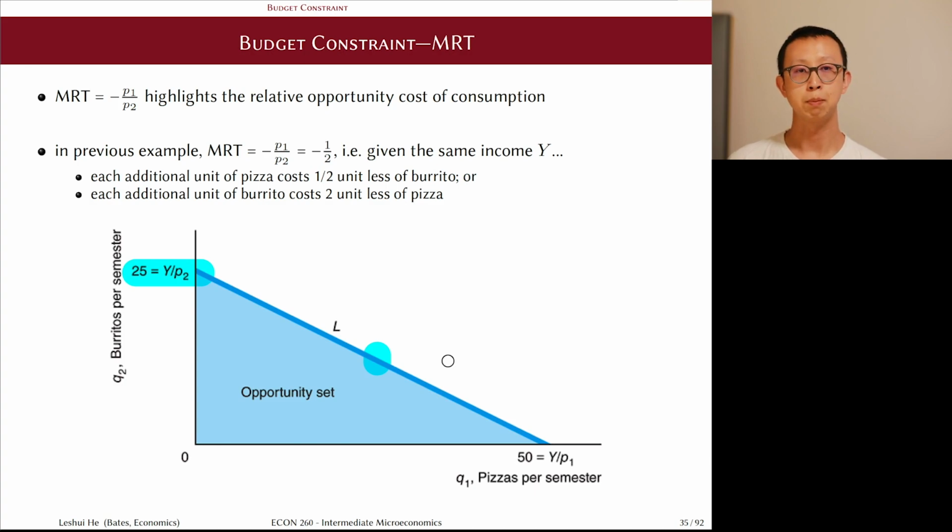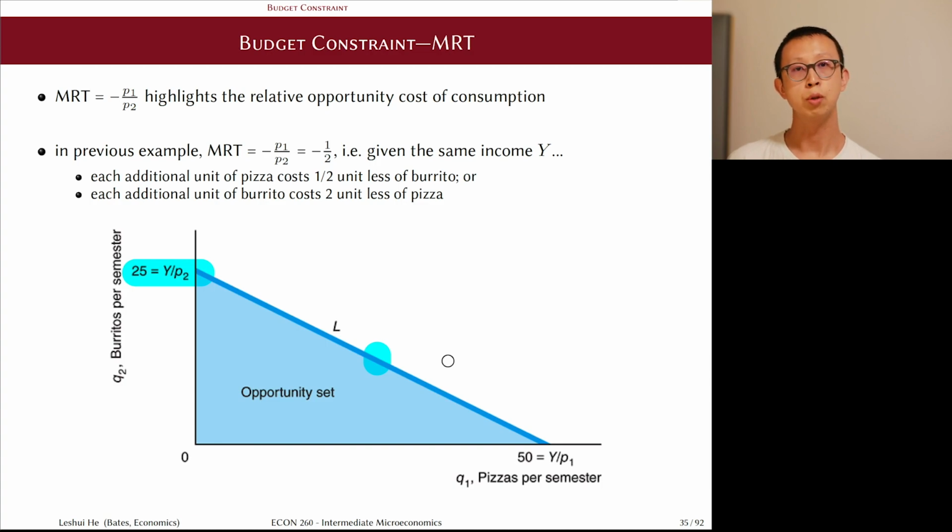If I only like pizzas but not burritos, then I would spend all income on pizzas. But if I like variety, I might go with some combination of both. As long as the total expenditure does not exceed the budget, it is up to the preference of the consumer to determine which consumption bundle within the opportunity set best suits their preferences.